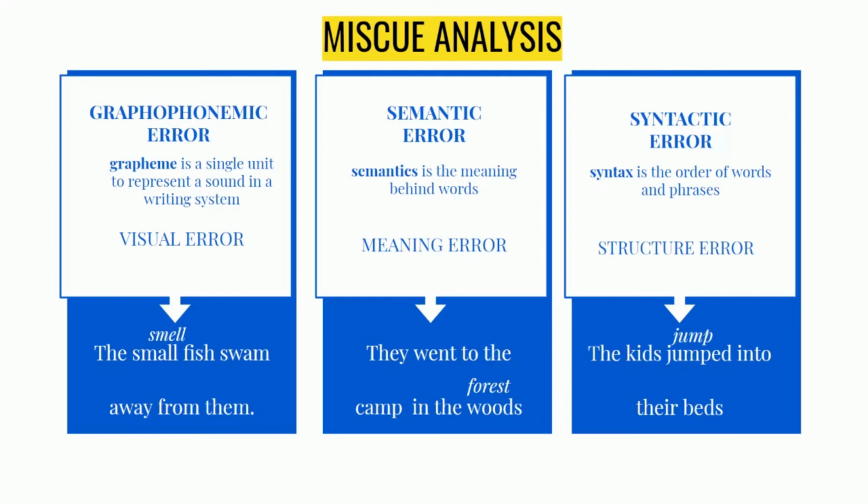Then we have syntactic errors. Syntax is the order of words and phrases. It would also be marked as a structure error on running records usually. For example, you give the student the sentence, "The kids jumped into their beds," and instead they say jump instead of jumped. Now again, the student knows what they're reading, but they still need to focus on their phonics and identifying that the words do not mean the same.